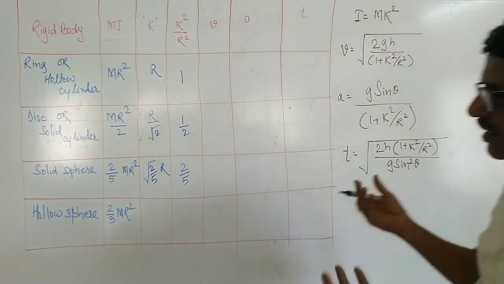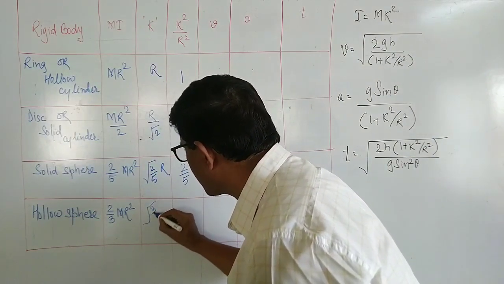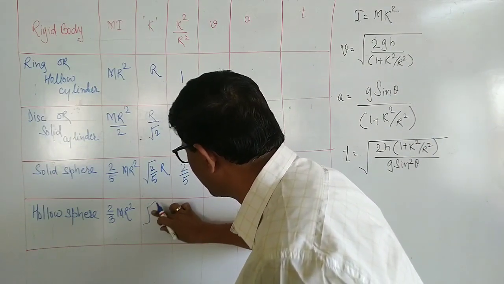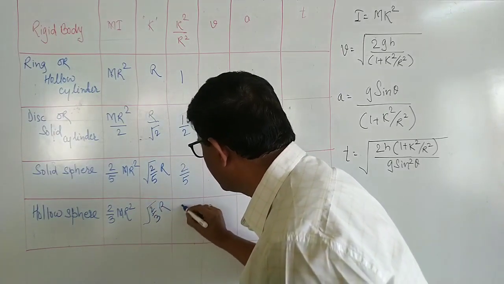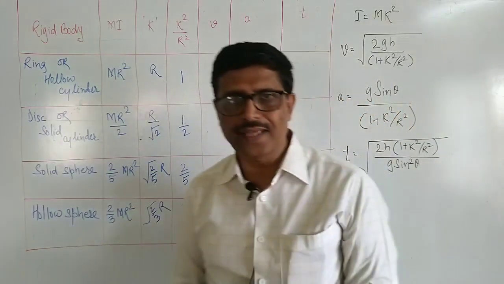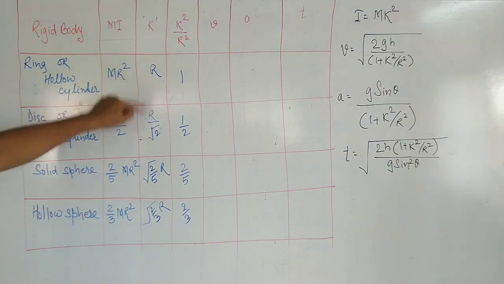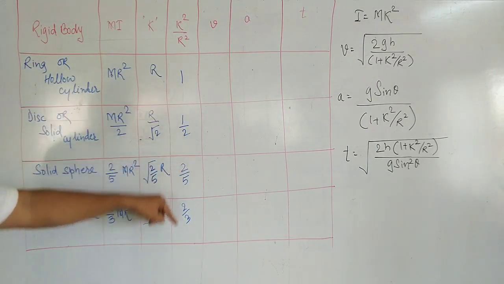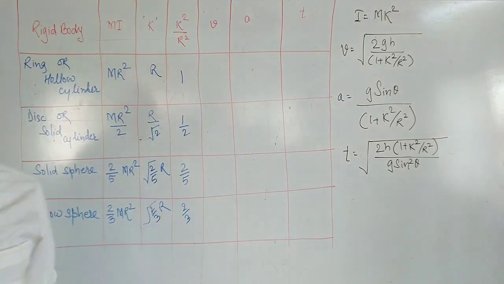And in a very similar manner, we will get the radius of gyration for the hollow sphere, it is equal to √(2/3) r, and k²/r² should be equal to 2/3. Like this we will get the values of the radius of gyration and the value of k²/r², which is required in the latter equations.